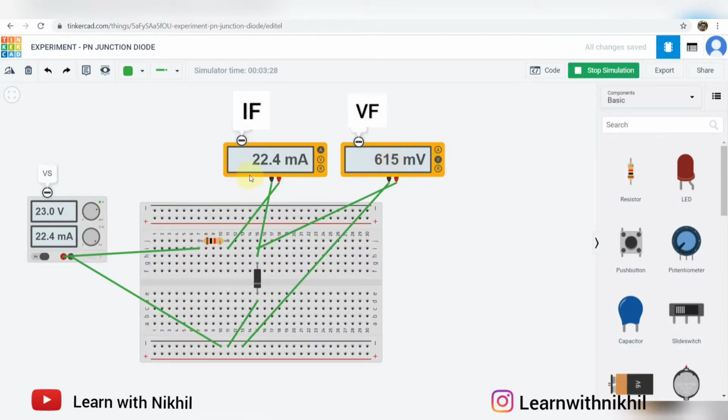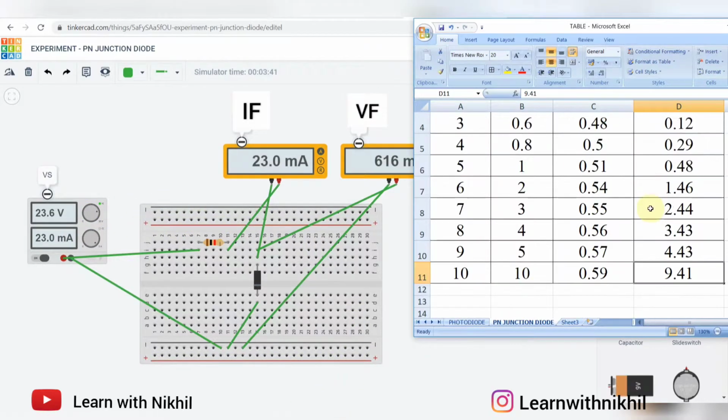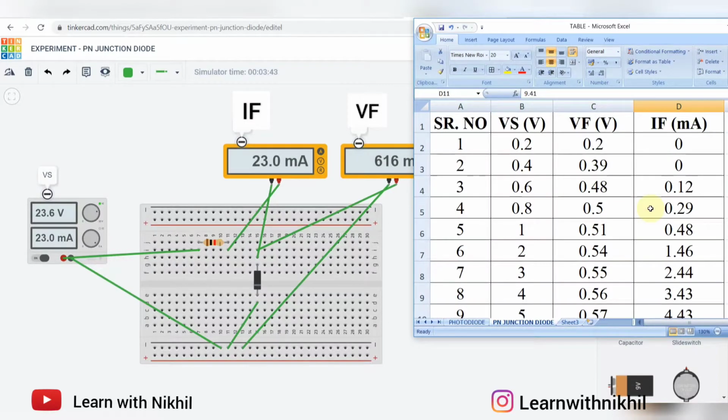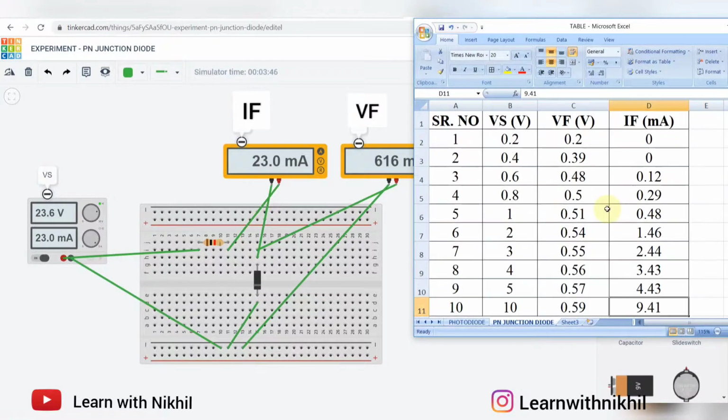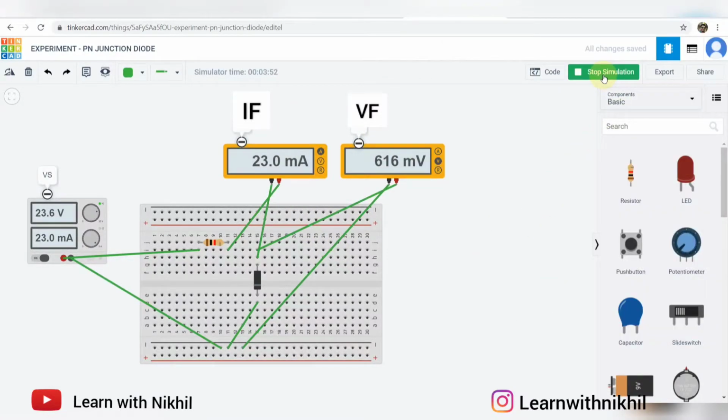the VF voltage is 0.5, but the current you can see increases to maximum. Even here the supply voltage is 23 volts, VF is around 0.6 volts and current is maximum. So we don't go till this value, we'll just go till 6 volts of supply voltage. We are done with the forward bias.